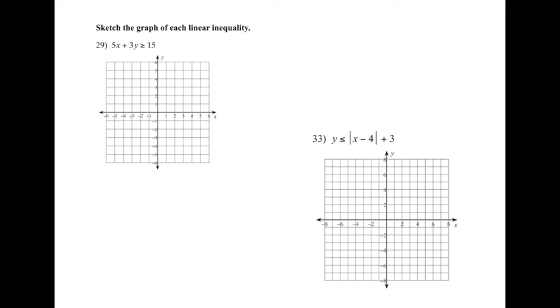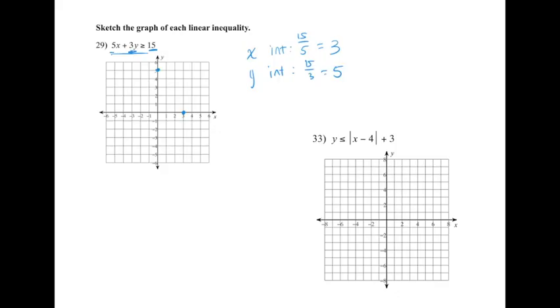So for this first one, you can graph this using the intercepts. My x-intercept is going to be that 15 divided by the number in front of my x. So that's going to be positive 3 on the x-axis. My y-intercept is going to be that 15 divided by the number in front of my y. So that's going to be positive 5 on the y-axis.